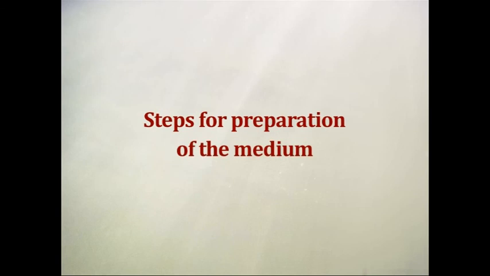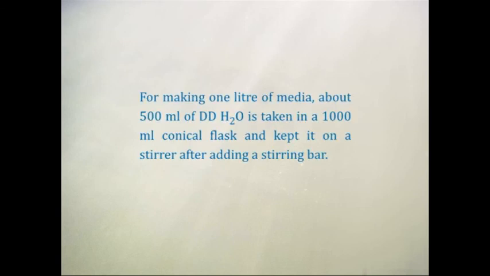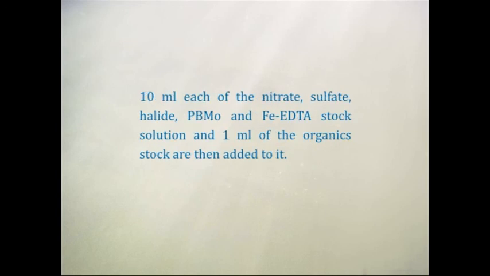Next, let us see the steps involved in preparation of the medium. For making 1 liter of media, about 500 ml of double distilled water is taken in a 1000 ml conical flask and kept on a stirrer after adding a stirring bar. 10 ml each of the nitrate, sulfate, halide, PBMO and iron EDTA stock solutions and the required amount of the organic stocks are then added to it.